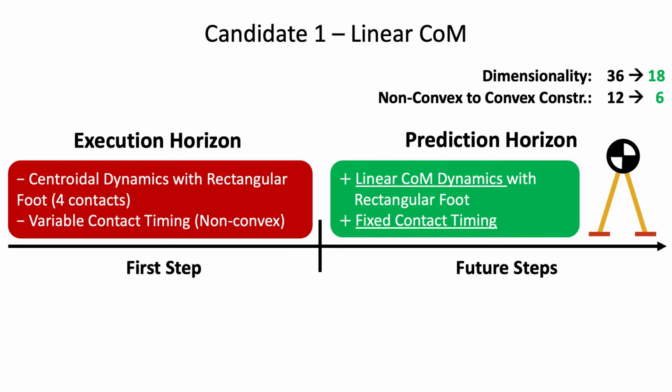For the first candidate, the execution horizon remains the same modeling with respect to the baseline, while the prediction horizon only considers the linear center of mass dynamics with rectangular foot assumption. Further, the contact timings are fixed. Comparing to the centroidal model, the dimensionality of the model used in the prediction horizon is reduced, and the original non-convex constraints are reduced to 6 convex ones.